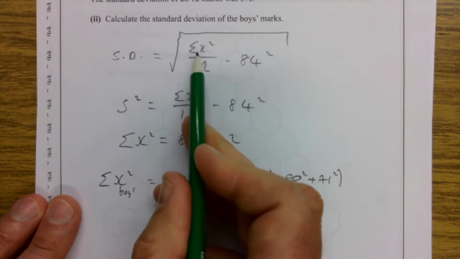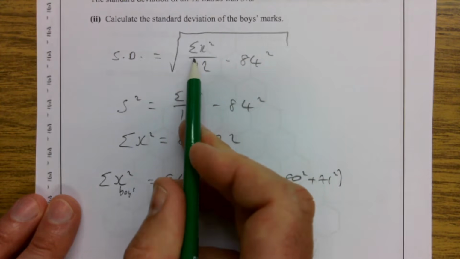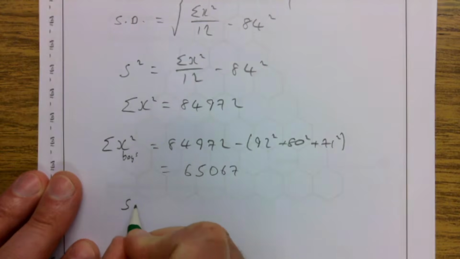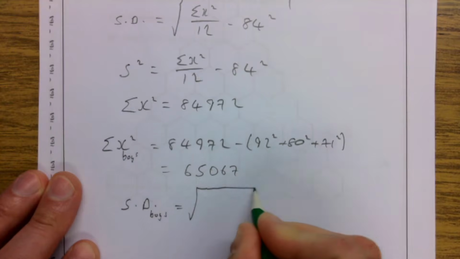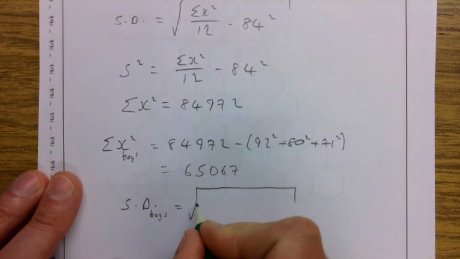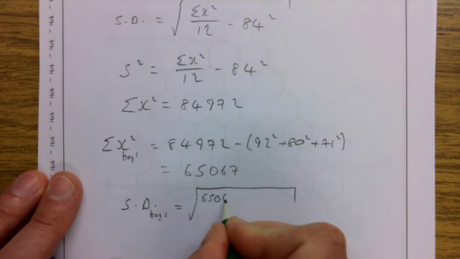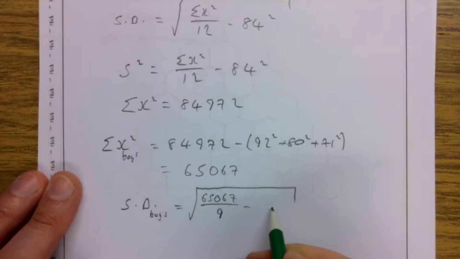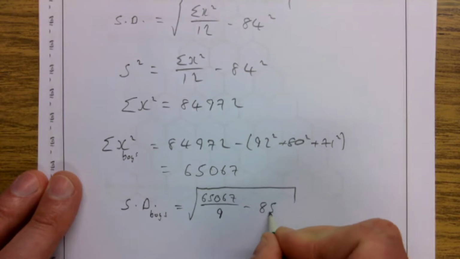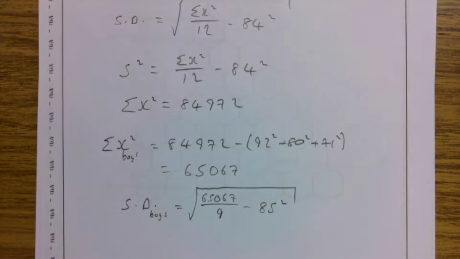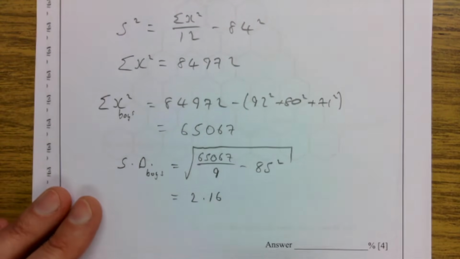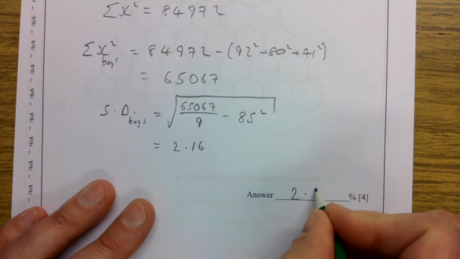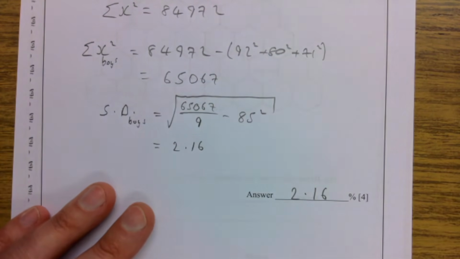So I'm just going to fill this back in again and find the new standard deviation for the boys. So the standard deviation for the boys is going to be the square root. So it's sigma x squared, so it's 65,067. We have 9 boys, and we've just worked out the mean, so this is always the mean squared here. On the previous page we worked it out, and it gives you 85 squared. You put that into your calculator and you get 2.16. So my answer is 2.16%.